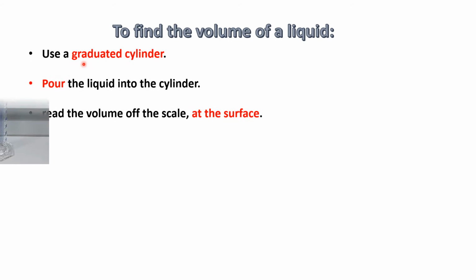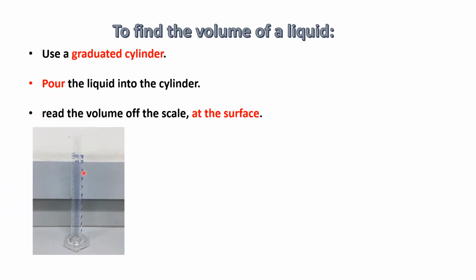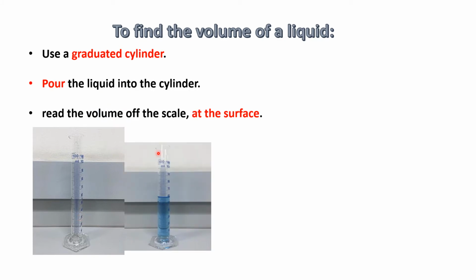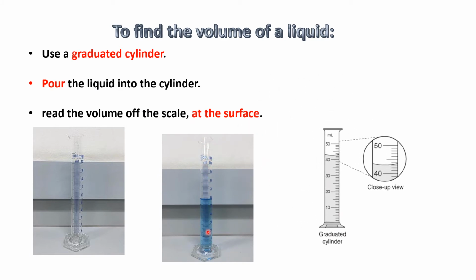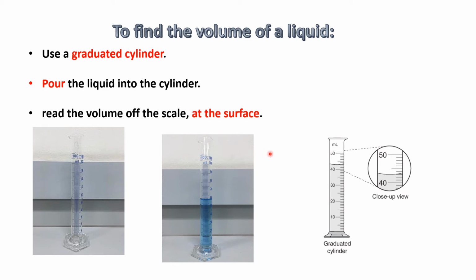To find the volume of a liquid, use a graduated cylinder. This is an empty graduated cylinder. Pour the liquid into the cylinder and then read the volume on the scale at the surface. Here, a graduated cylinder, and this is a close-up view.